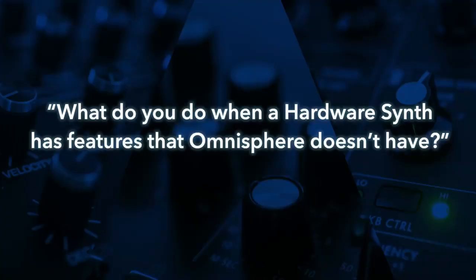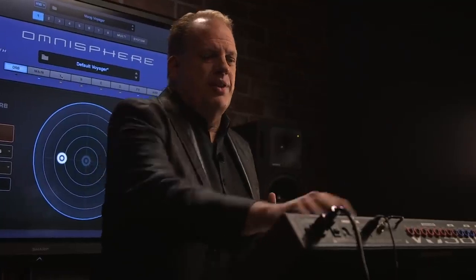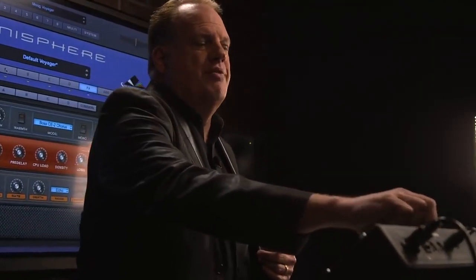Okay, next one. So what do you do when a hardware synth has features that Omnisphere doesn't have? Great question. We either try to develop these features and add them into Omnisphere, which is actually what we did, and one of the main reasons that we decided to change the architecture from 2 layers to 4 layers, and we added a state variable filter and many other things. Or the other thing we do is that we assign that control to something the hardware synth doesn't have, but is really useful to have on that synth. Like for instance, the external input on the Voyager turns into an effects send. Super useful because the Voyager doesn't have effects.